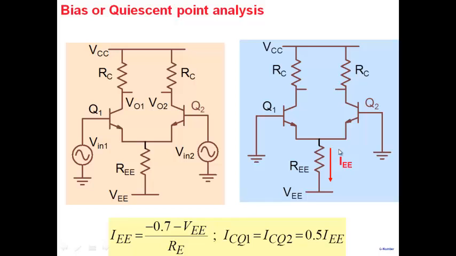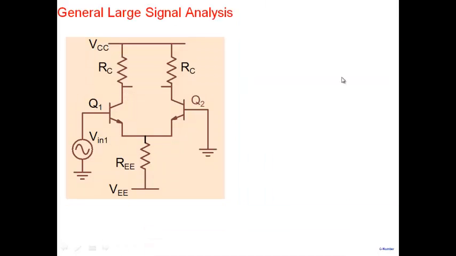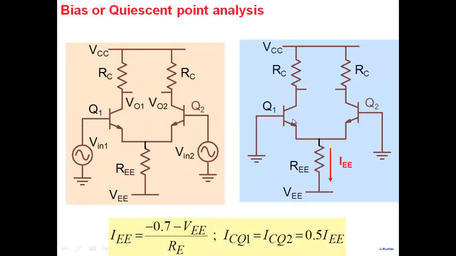So bias point analysis is straightforward. All that you have to do is calculate this current and divide it into half and you get the two currents here. This voltage you can easily calculate: it will be VCC minus the drop here, and this also is VCC minus the drop. So the bias point analysis is straightforward.